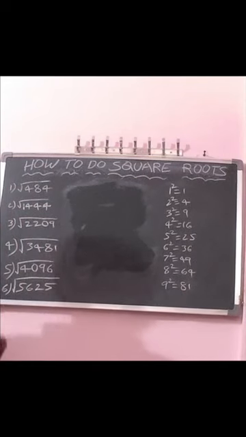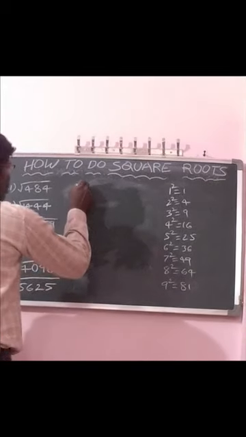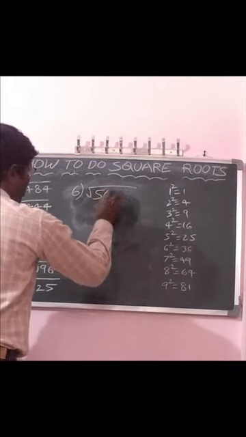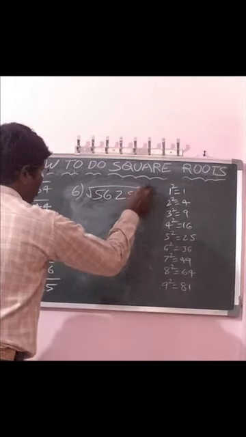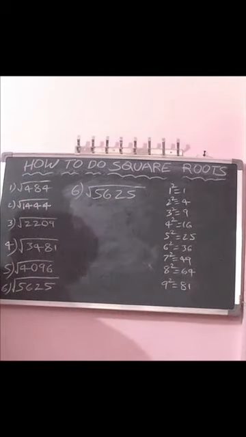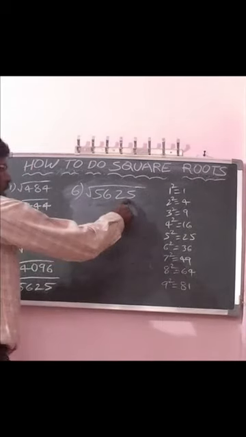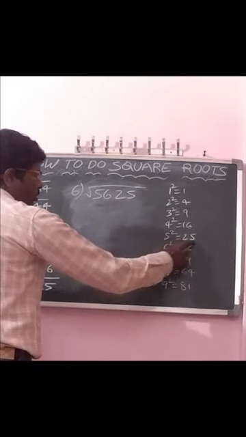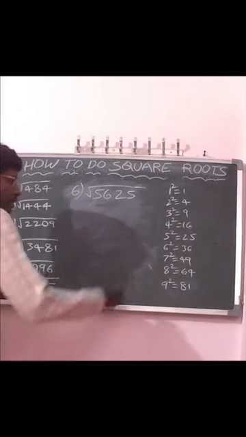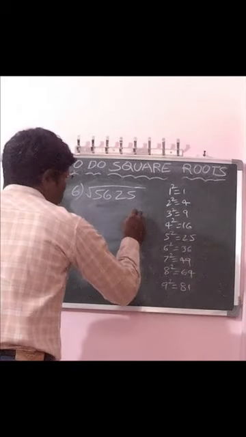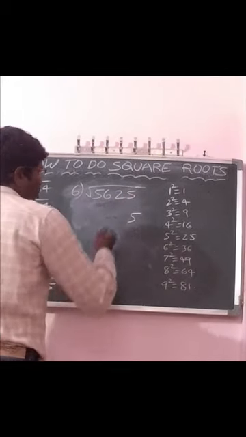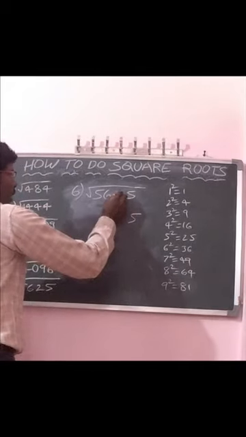Now we can take the last one, sixth question, root of 5625. So in the first step, now we can compare the 5 with the square values. In the square values, the 5 is matched with 25. So 25 means 5 square. So now we can take 5. Now we can take 5 in the unit place. First step completed. Now we can cancel the last two numbers.